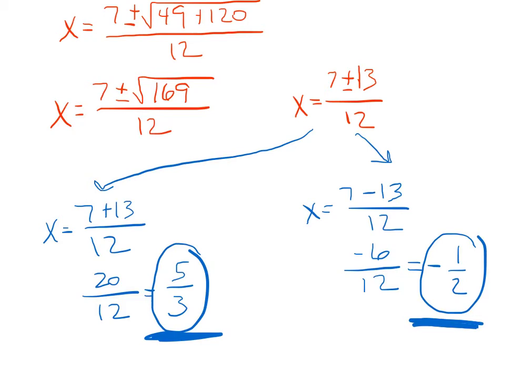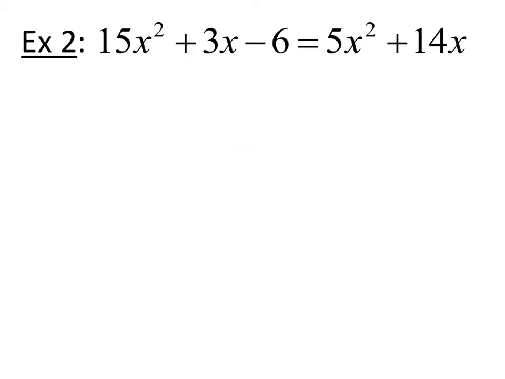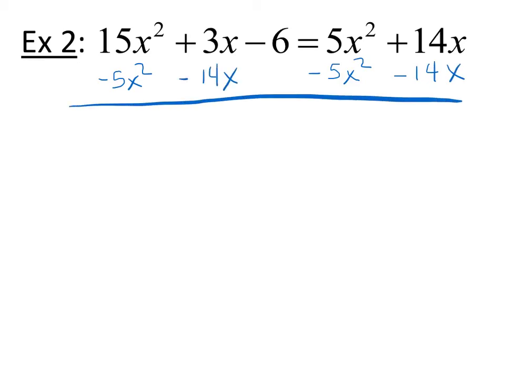Instead of using the quadratic formula, we'll be doing factoring. Here we have 15x squared plus 3x minus 6 equals 5x squared plus 14x. The very first thing I need to do is get one side equal to 0, and that means I can subtract things over to the other side. So I could do minus 5x squared on both sides, and minus 14x on both sides. Let me line up the x squareds and the x's, so that when I add these through, I'll have 10x squared minus 11x minus 6 equals 0.